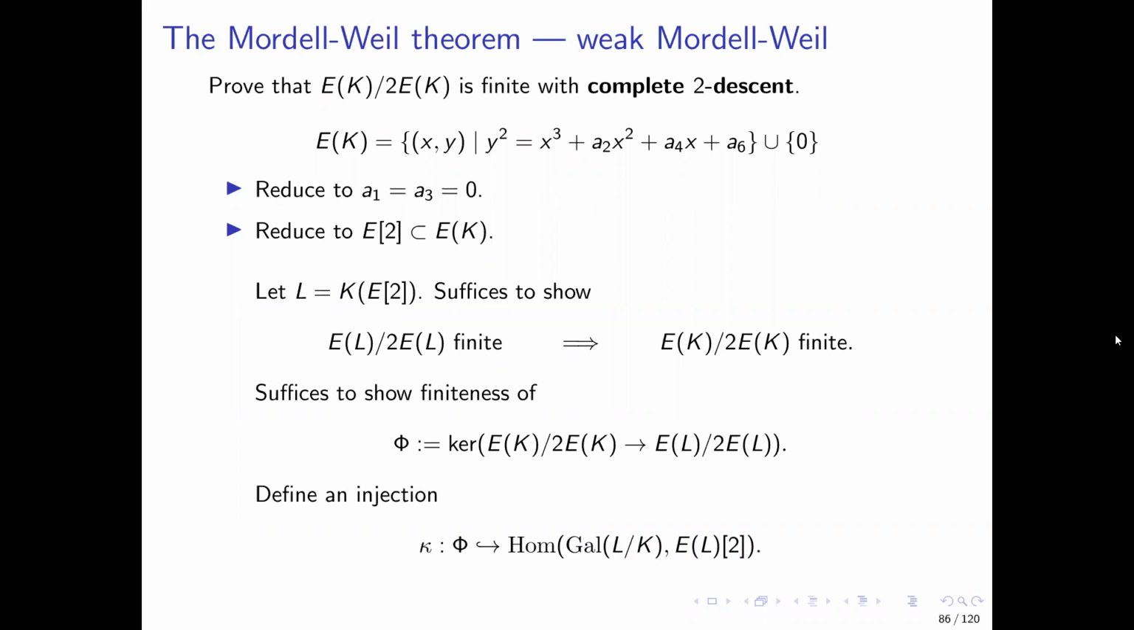Now this is the part which has some content. This phi, this kernel, in fact has a map to the set of homomorphisms from the Galois group of L over K to E of L of 2. L is a splitting field of this thing, so this is a finite thing. We computed the structure of this thing; it has at most 4 elements. So a homomorphism from a finite thing to a finite thing is finite. And if I can show this is an injection, this is also finite.